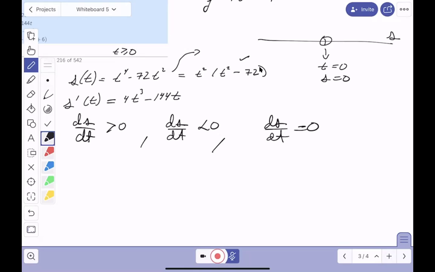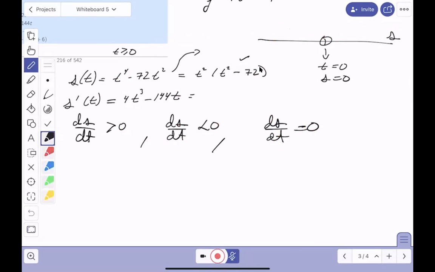All right. I want to point out what this means to me. If the velocity is positive, it means the object is moving to the right. If the velocity is negative, it means the object is moving to the left. If the velocity is 0, it means the object is stopped somewhere. Let's see if we can figure this out. And I'll do it by factoring.